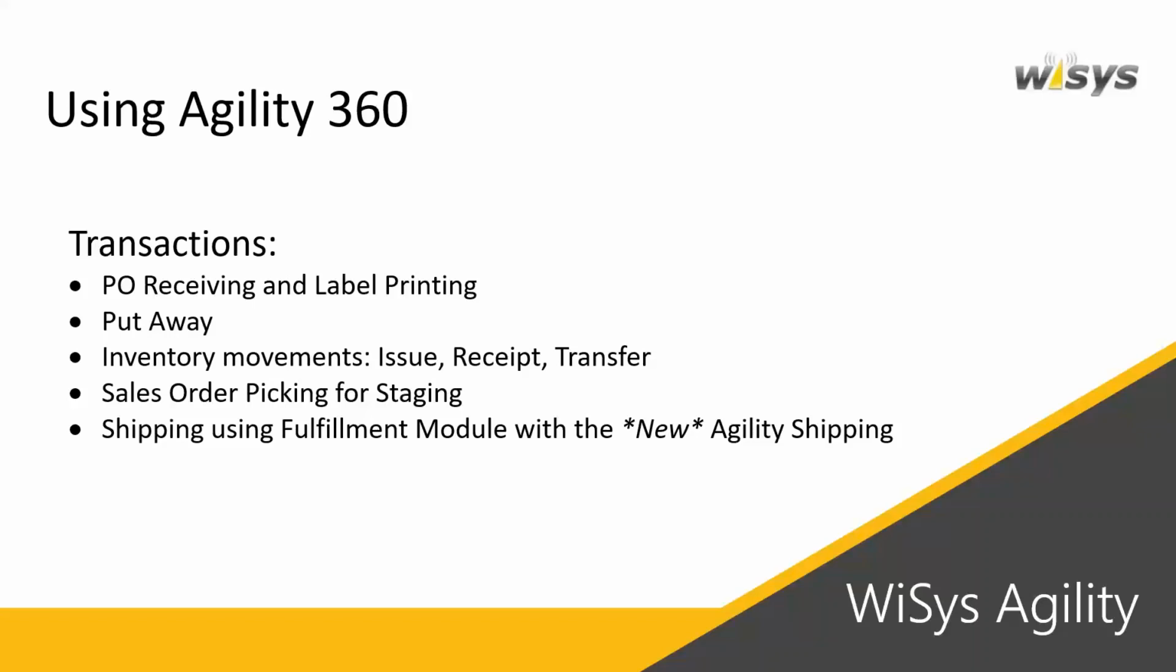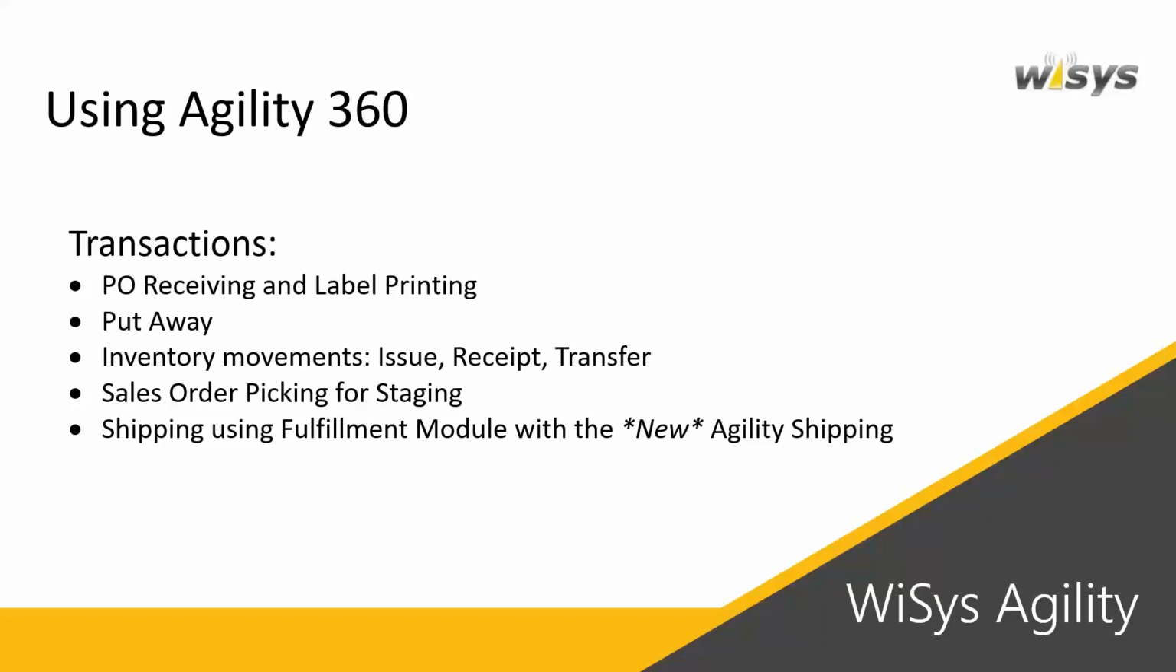I'll show you some label printing through that. We are going to do put away transactions as well as movements around the warehouse. We're also going to pick some sales orders, and we're going to stage those, and we're going to use our Agility fulfillment module to utilize our new Agility shipping product.